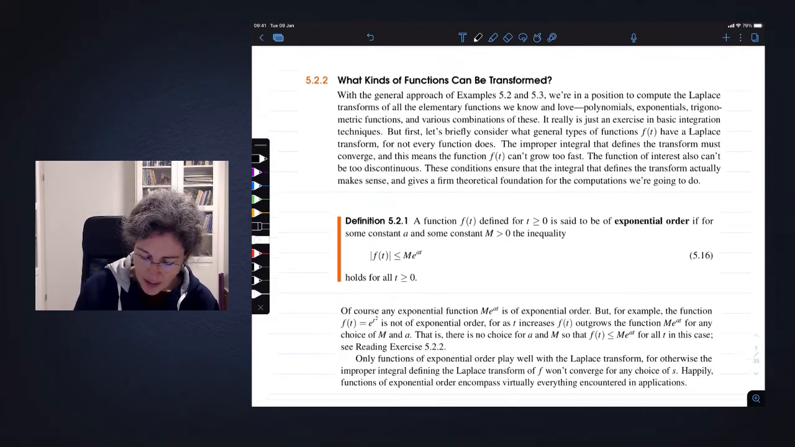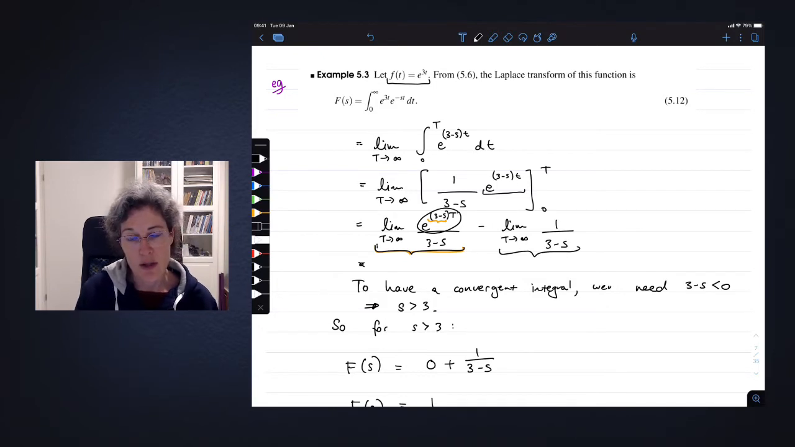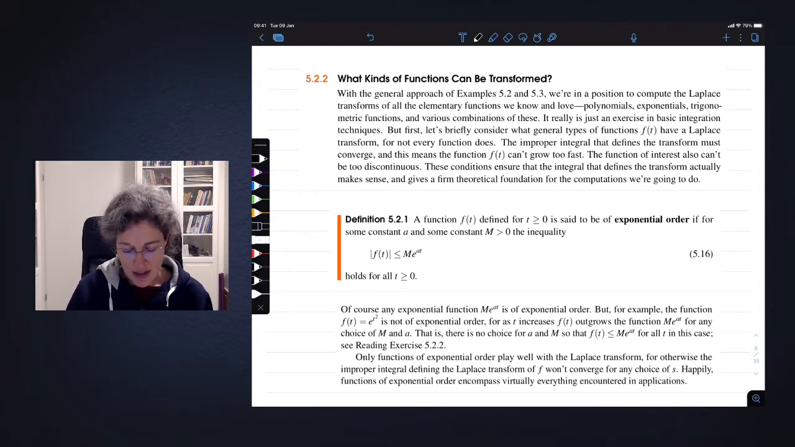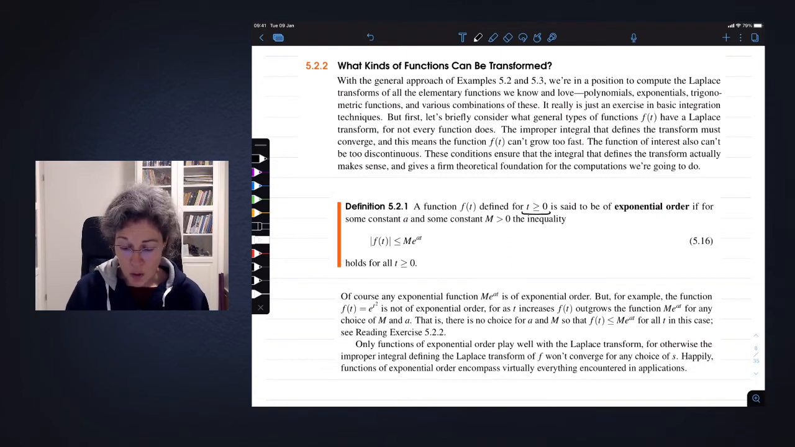Now you'll notice that in both the examples that we did, we had to think about where our Laplace transform would converge, because we're taking a limit, because we've got these improper integrals. So really what we're thinking about is what kind of functions aren't going to explode too quickly, so that we have a divergent integral instead of the nice convergent one that we want. And the answer to that is we define what is called exponential order to give us a sense of the growth rate of functions.